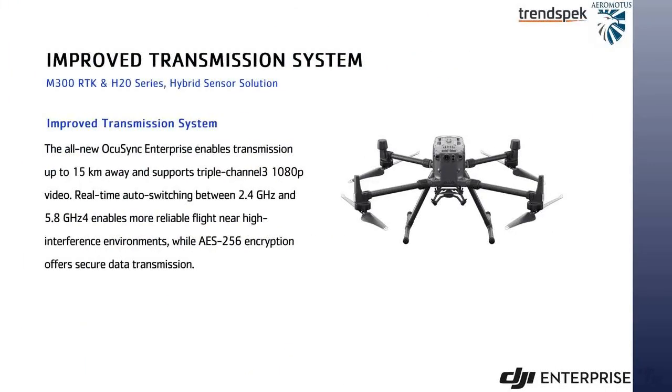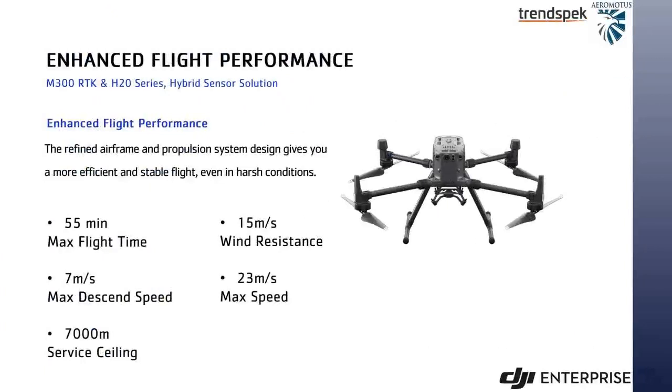Some of the features which I wanted to show you, which probably most of us will know, but a bit of a deep dive into it. The improved transmission system in the M300, by DJI Enterprise, is a wireless transmission capacity which helps the drone reach up to 15 kilometers away, and you have a dual frequency which you can switch between to avoid any interference in different environments.